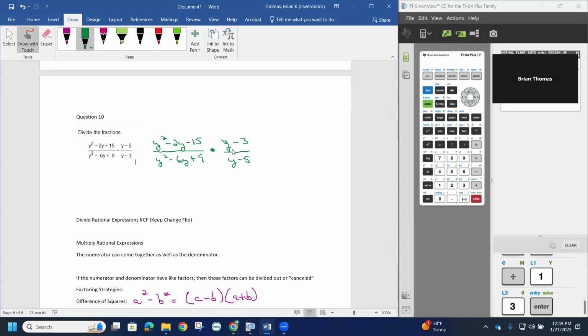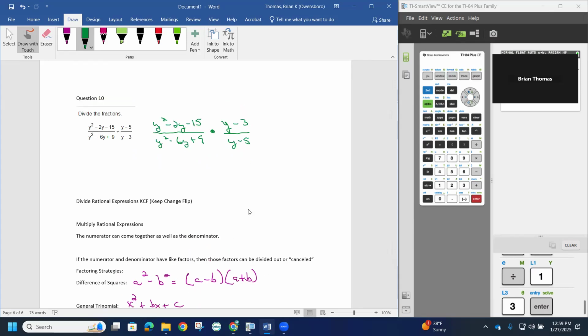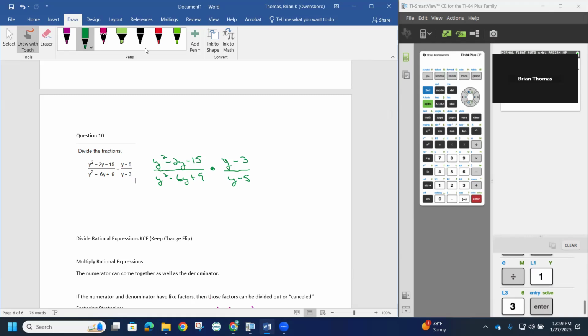So notice how, again, we have these trinomials. Notice how, again, they're general trinomials. So really all we have to do is find the factors of c that add up to the b. So what are the factors of a negative 15, that have to add up to the negative 2? So we have 1 and 15, and really all we have is 3 and 5, because 5 and 3 is the same thing. So really we only have two pairs again.